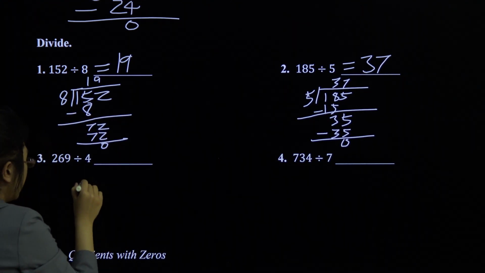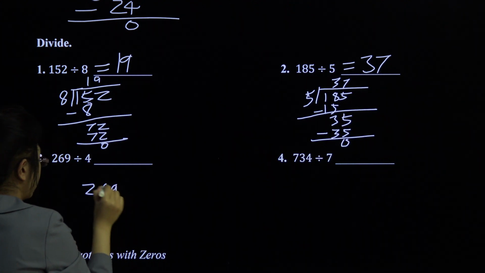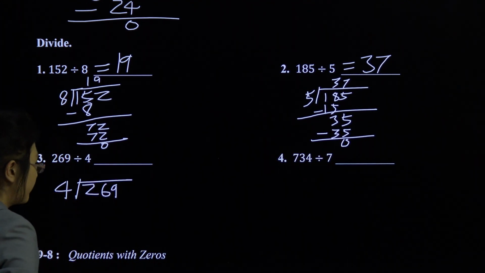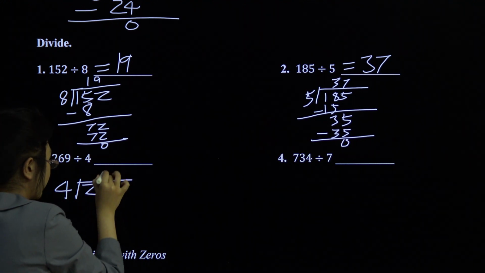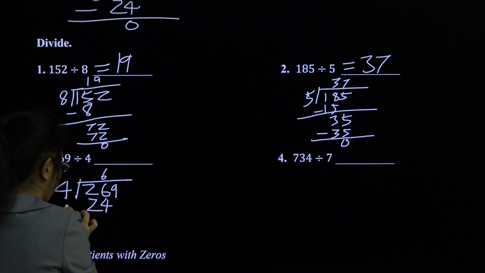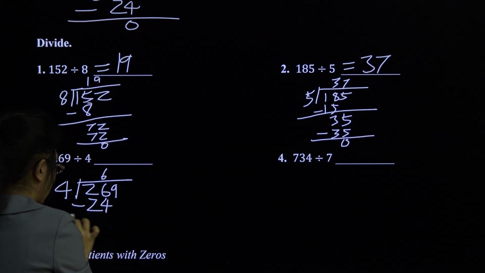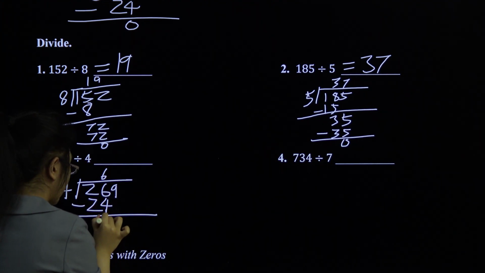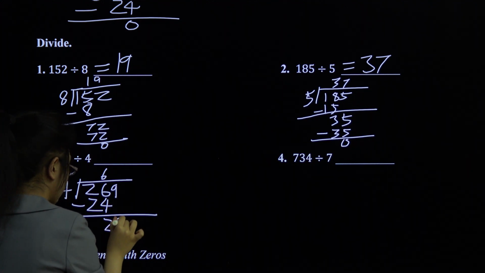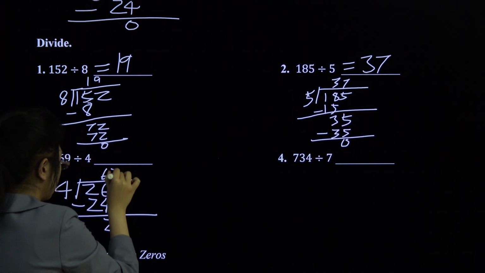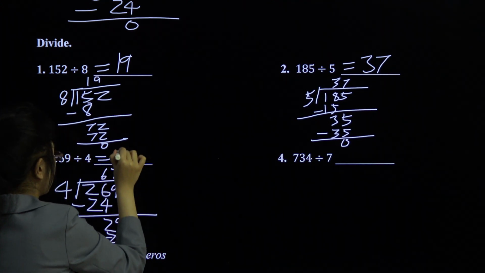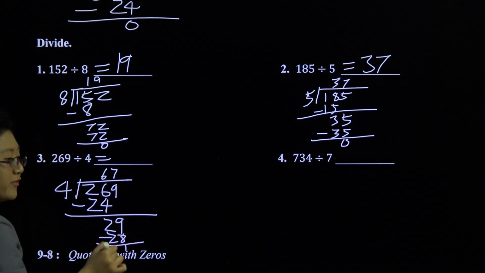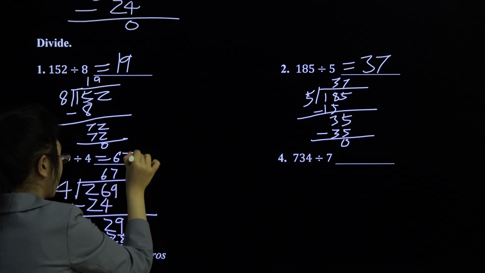Here we have 269 divided by 4. This is going to have a remainder. So 4 does not go into 2, but 4 does go into 26. If you do 6 times, then it will be 24. And 26 minus 24 is 2. You drag down the 9, 29, and 4 goes into 29 7 times, which gives 28, and then you get remainder 1. The answer to 269 divided by 4 is 67, remainder 1.